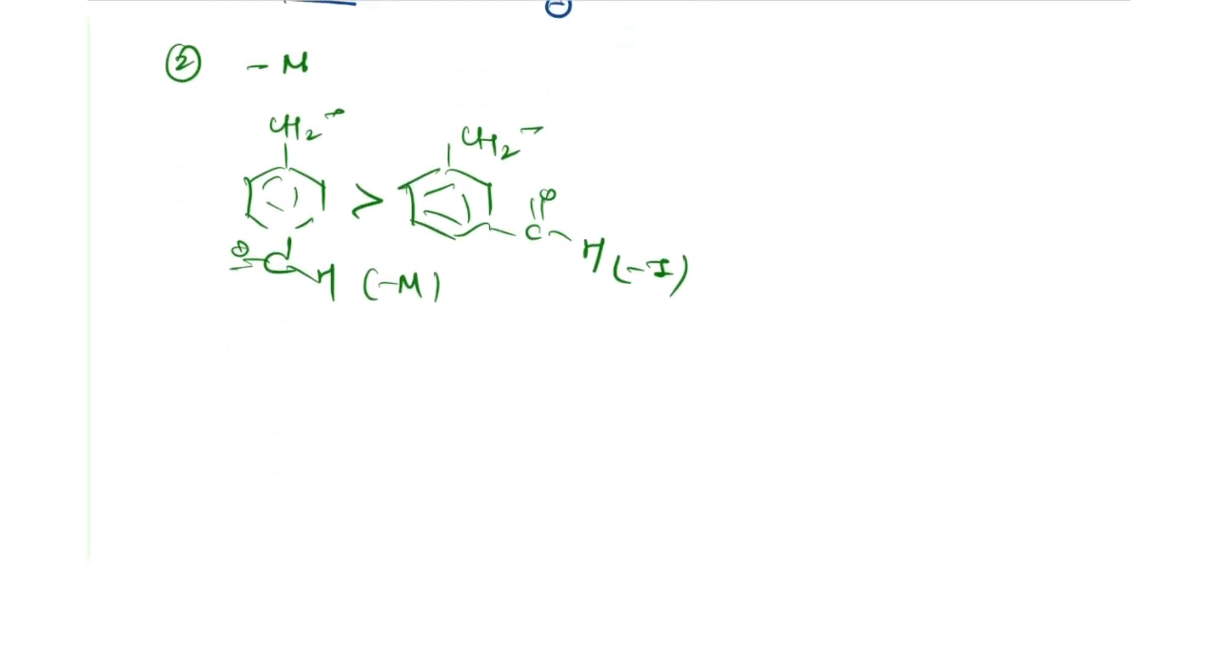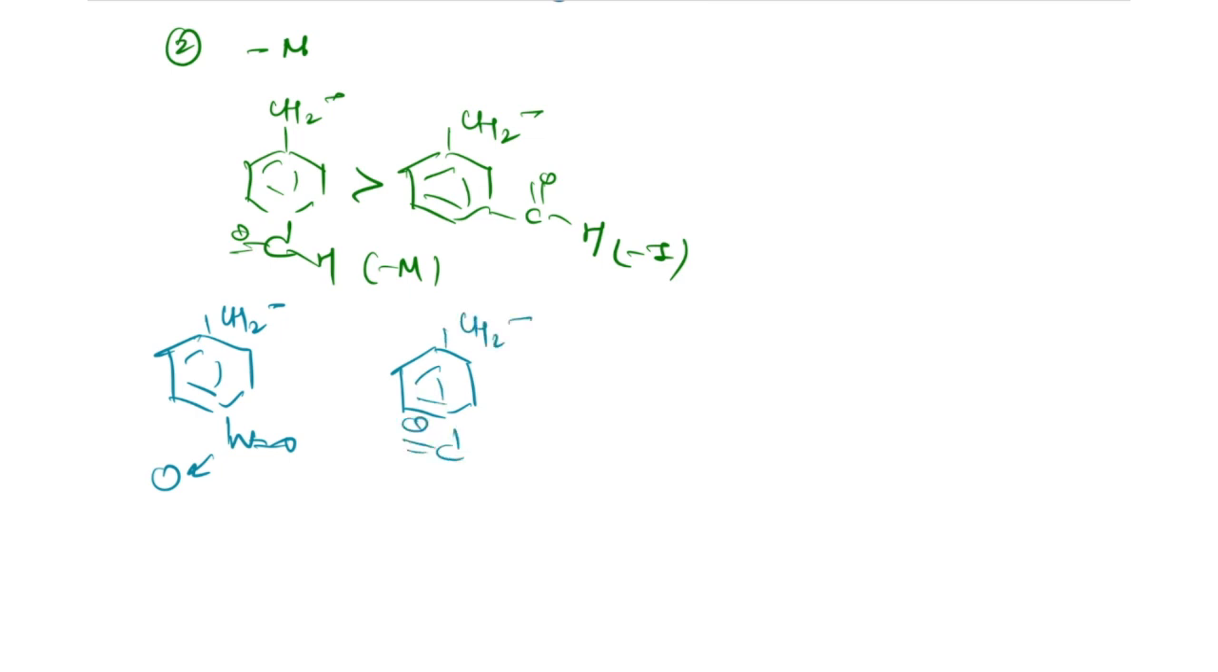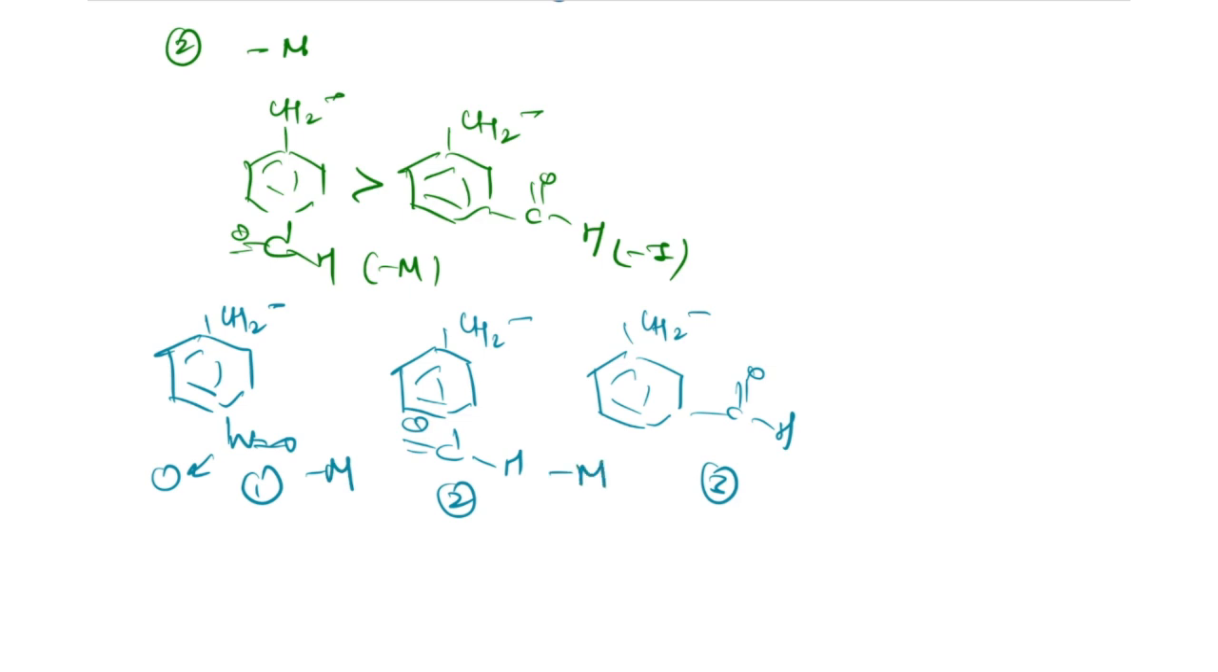In the third case, CH2 minus NO2. Then we have CH2 minus C double bond OH. So it is like 1 minus M, second and third. This is minus M stronger than minus M, then minus I.